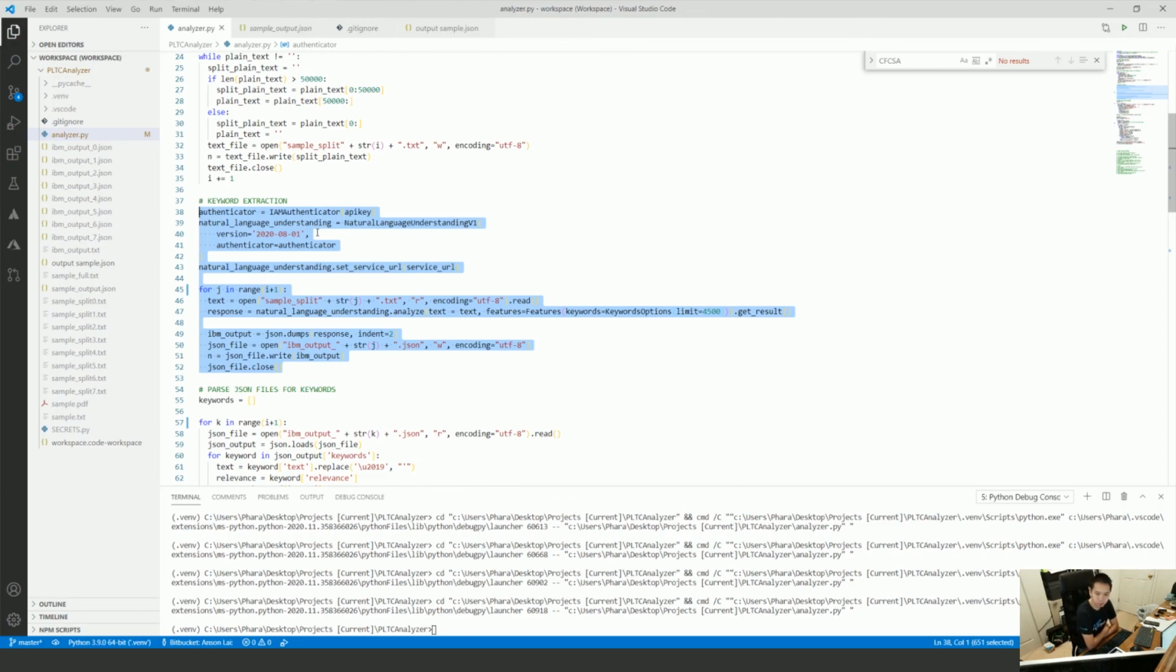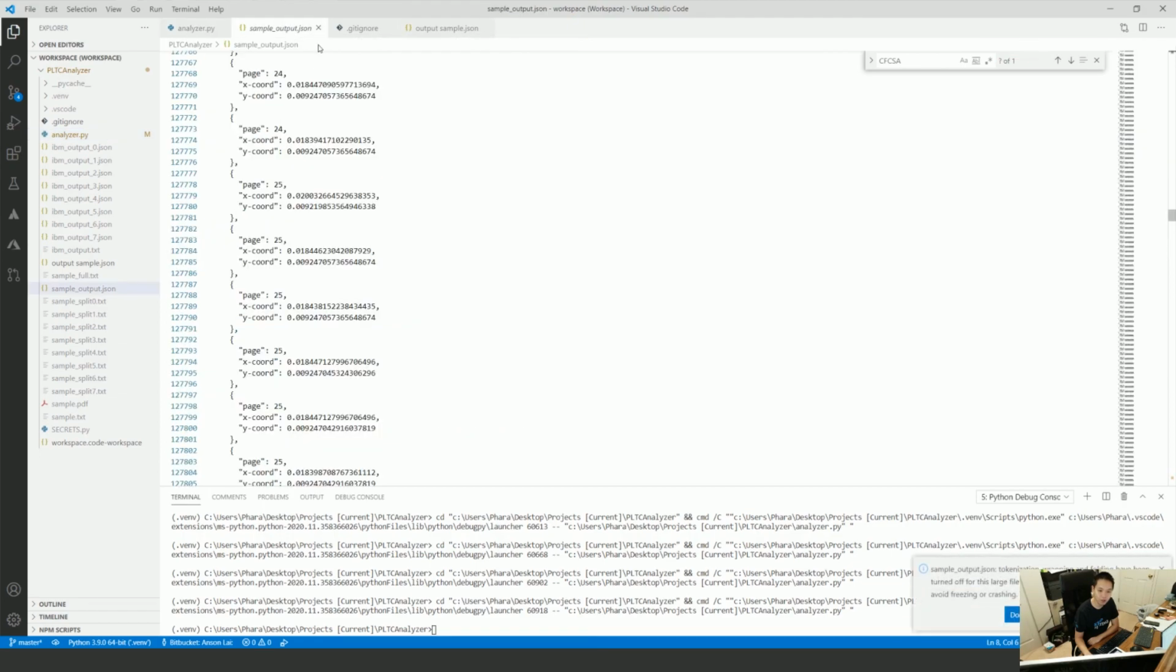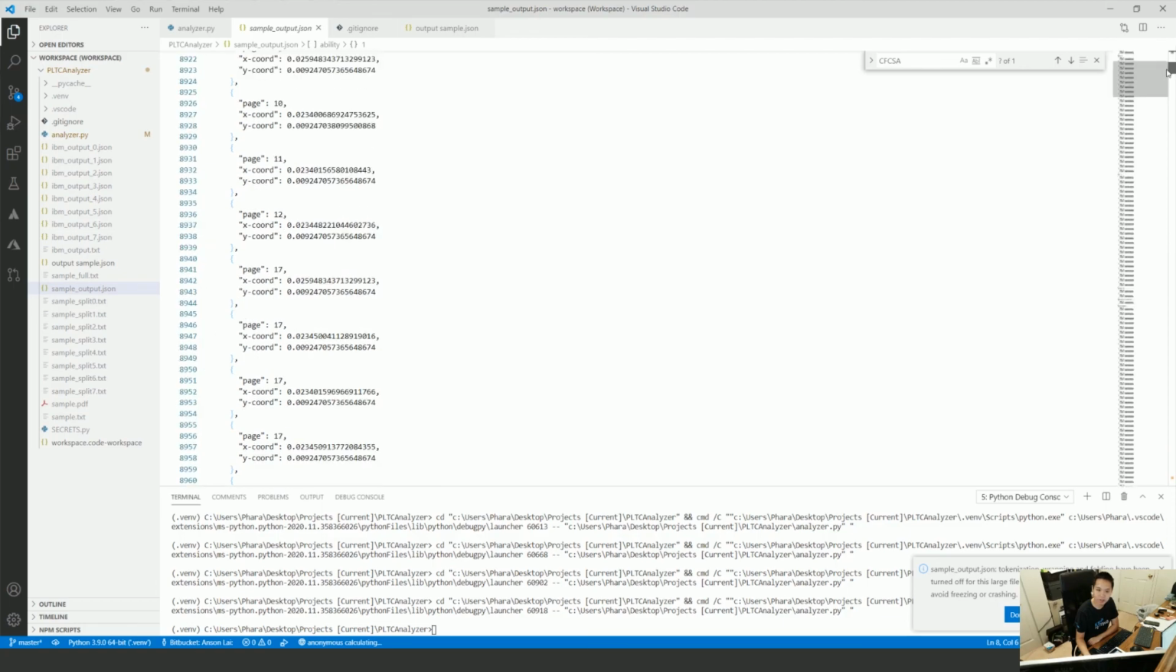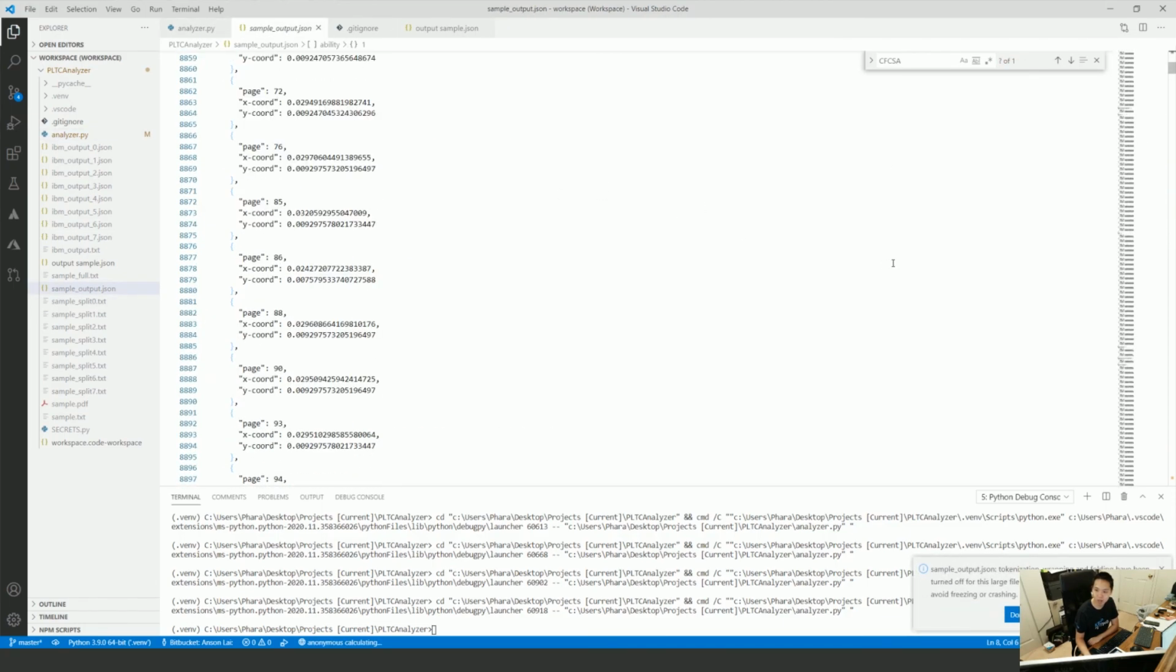So that's all. That's all there is to it. We tried to make this document. We got this JSON file instead. And yeah, happy indexing.